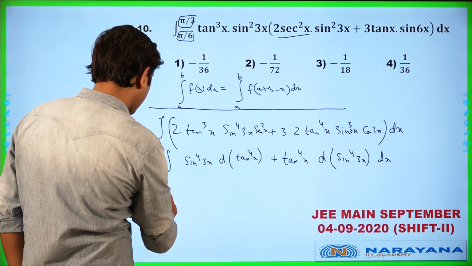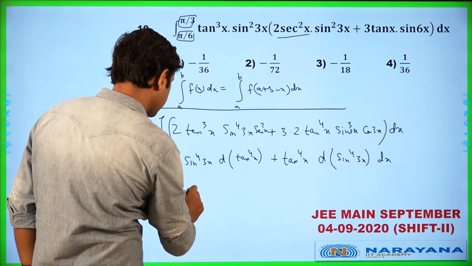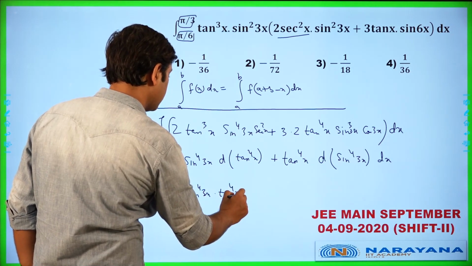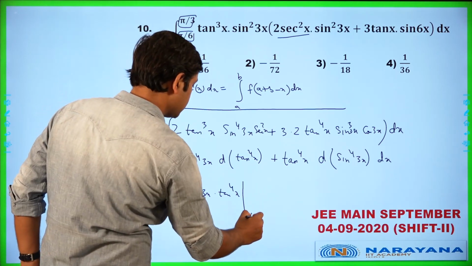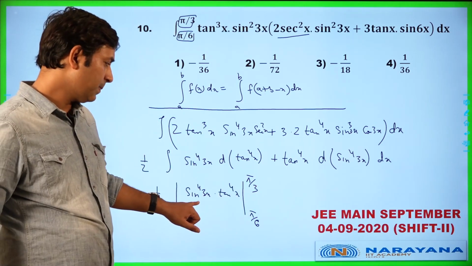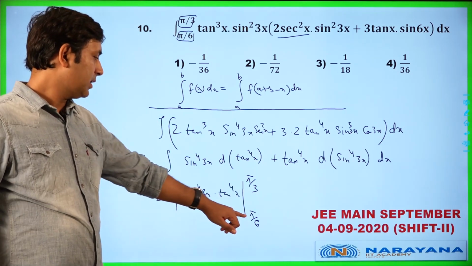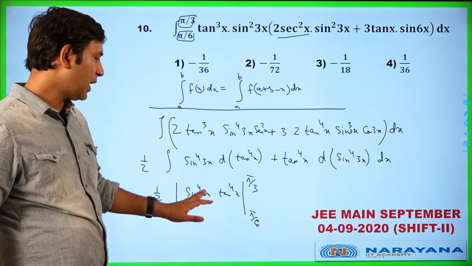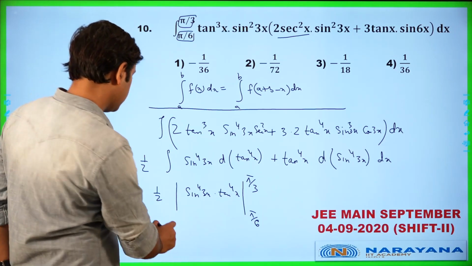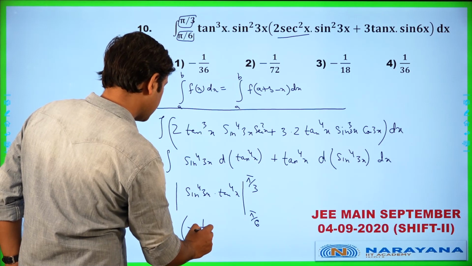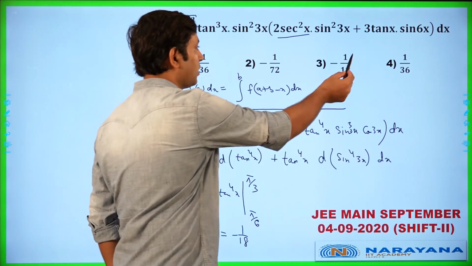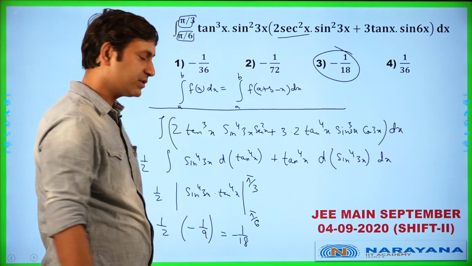So, it will be half of, you will apply the values on sine 4 3x into tan to the power 4x. First, you will apply pi by 3, it will be 0, then you will apply pi by 6. For pi by 6, sine 3x will be 1, and it will be 1 by root 3 to the power 4, which is 1 by 9. So, it will be 1 by 2 into minus 1 by 9, which is minus 1 by 18. We will mark that option. We will move on to the next question.